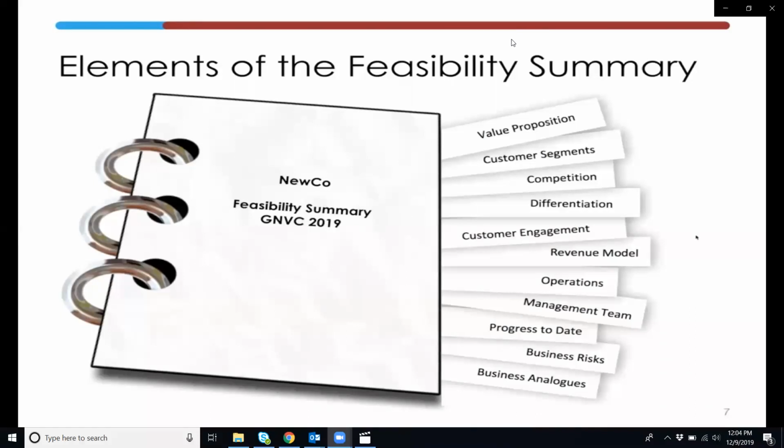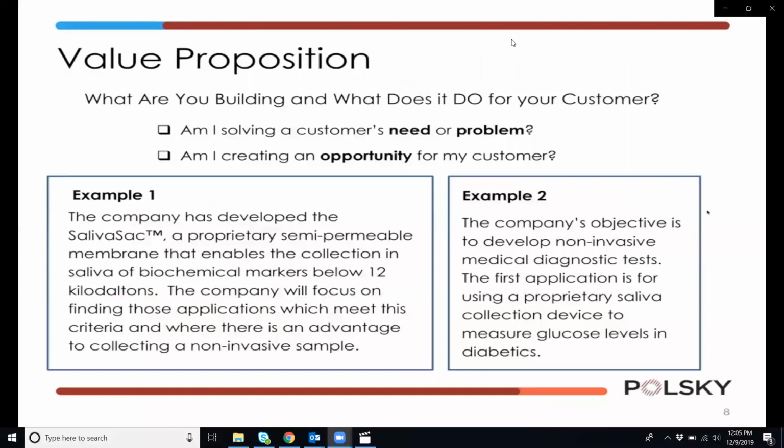We'll look at economic elements of your business in these various sections, but this is much more of an overview. Okay, so we'll start with the value proposition. This is probably one of the two most critical parts of your feasibility summary. We need to know what exactly it is that you are creating and what the benefits are for your customers. So why does your customer want this solution?